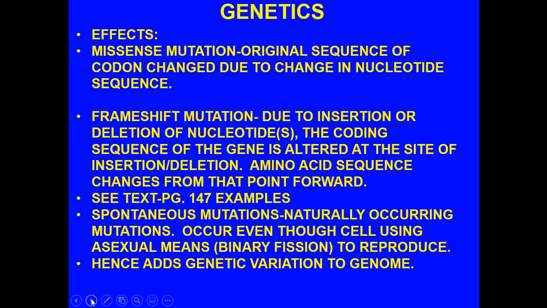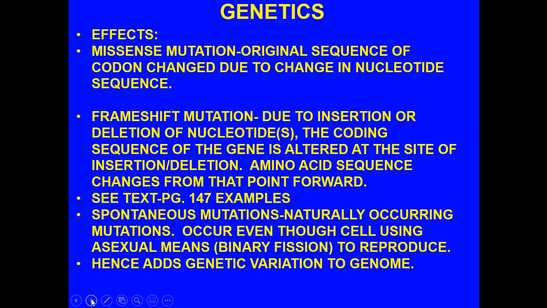Now, what are the effects? Well, in a missense mutation, the original sequence of the codon is changed due to the change in the nucleotide sequence. But then you get these other ones called frameshift mutations, and this is due to insertion or deletion of a nucleotide or nucleotides. The coding sequence of the gene is altered at the site of the insertion or deletion. The amino acid sequence changes from that point forward.